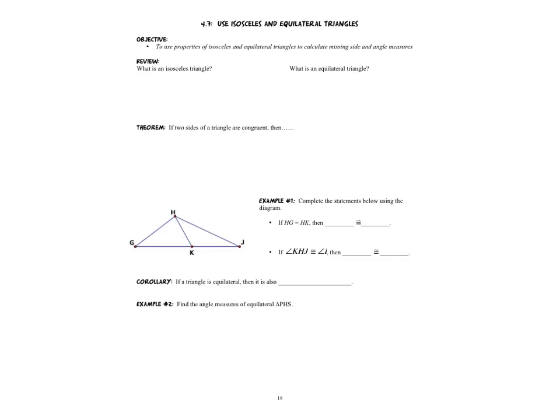Hello, welcome to the last day of the Chapter 4 notes. Today we're going to be using isosceles and equilateral triangles. So our objective is to use the properties of isosceles and equilateral triangles to calculate missing side and angle measures.